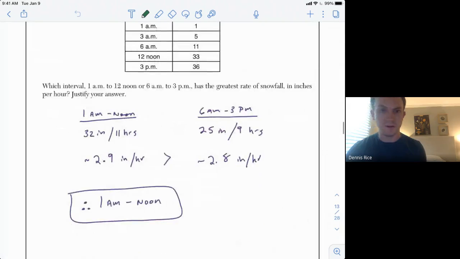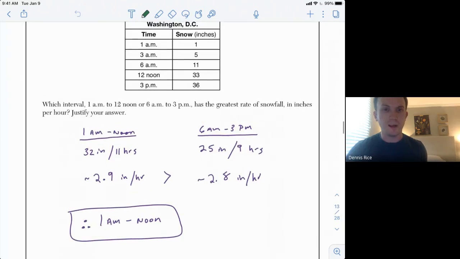I kind of set up and showed my work. So I said 1 a.m. to noon is 11 hours, right? And it changed 32 inches in those 11 hours because it was 1 to 33. So I just did that math in my head. 32 over 11 is about 2.9. For 6 a.m. to 3 p.m., that's 9 hours. You can count it out if you need to. And that change was 25 inches. There I'm looking at the 11 to 36. So it's very close, 2.9 to 2.8, but I did want to know the greatest rate. So 1 a.m. to noon should be your answer.